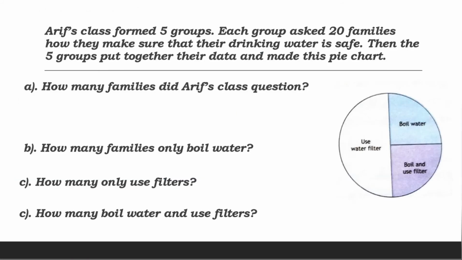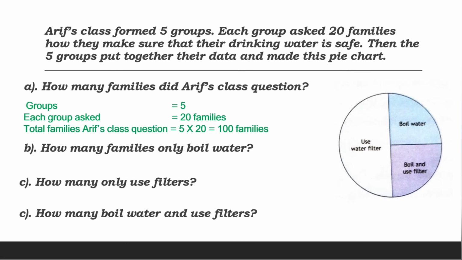Next is Arif's class form 5 groups. Each group asks 20 families how they make sure that their drinking water is safe. Then the 5 groups put together the data and made this pie chart, right? So we have the different categories: the people who use water filters, who boil water, and who boil and use filter both. So the first question is how many families did Arif's class question?